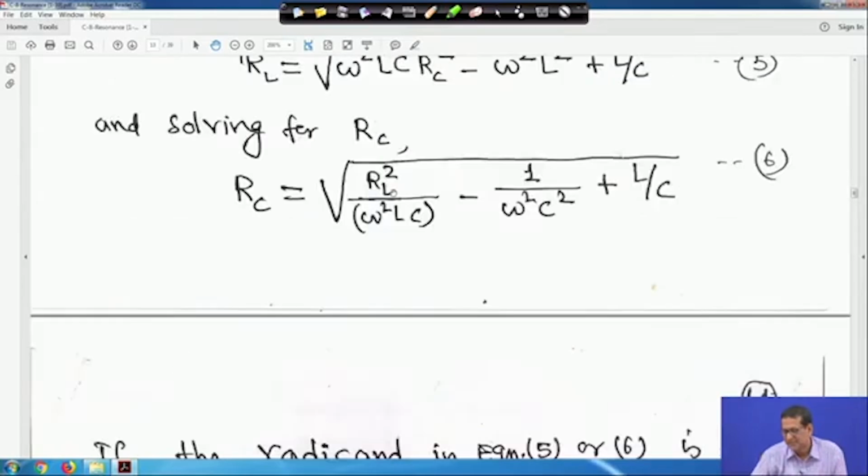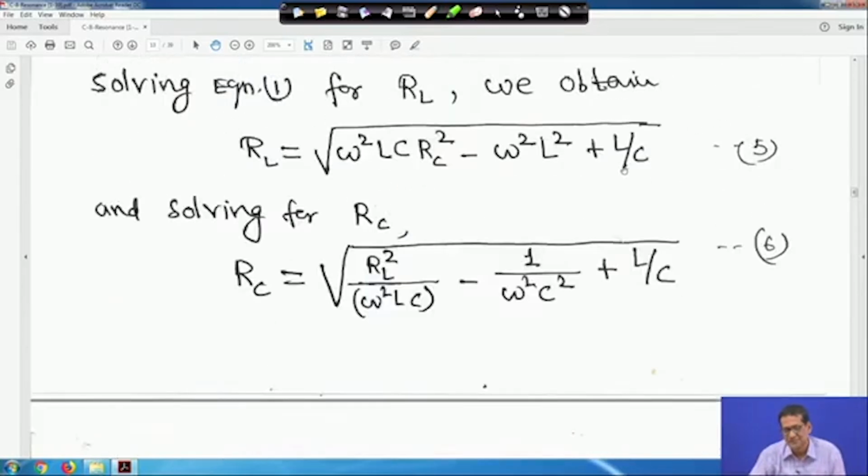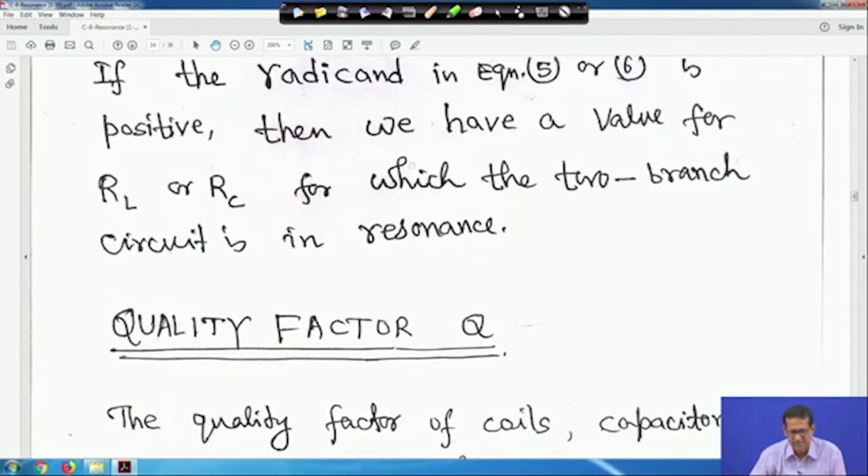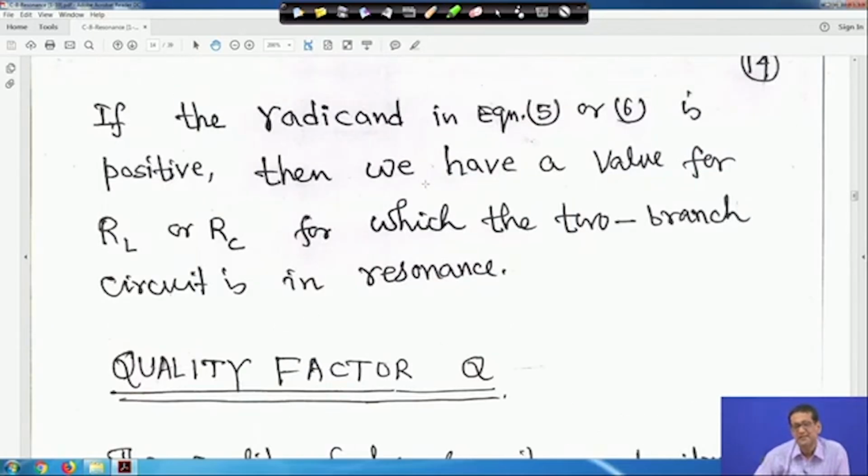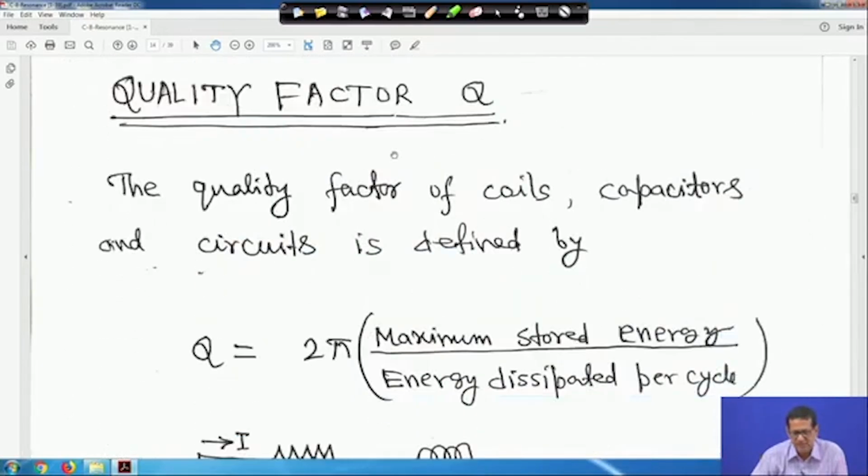Now, in 5 and 6 I told you, and whatever I said is written here too, right. So this is the resonance of your parallel circuit, a simple inductive and capacitive circuit. Next, another term we define is the quality factor, called Q, right.